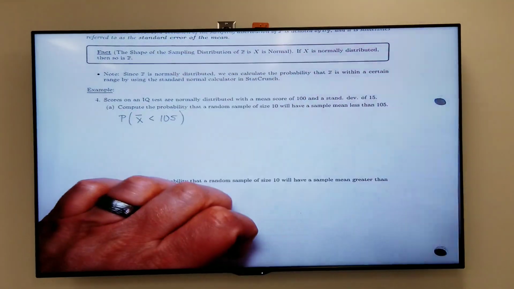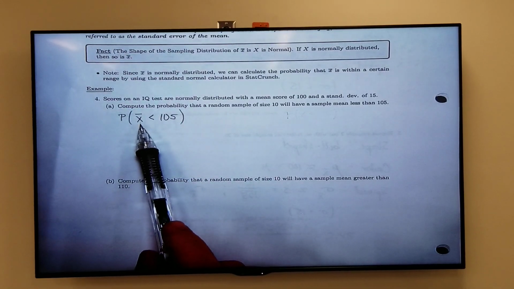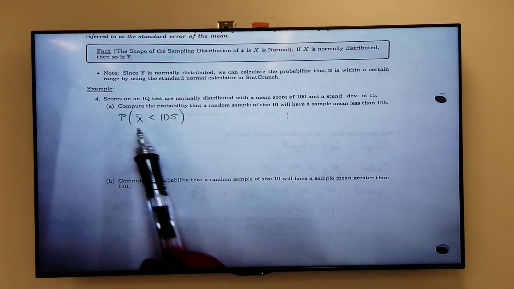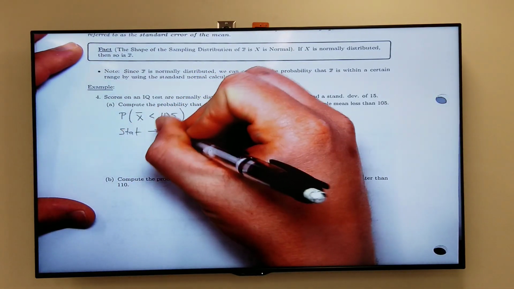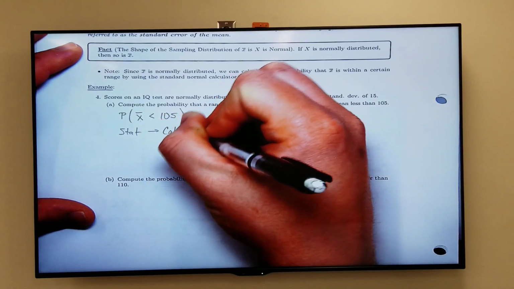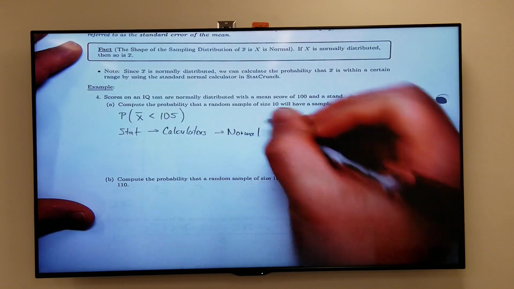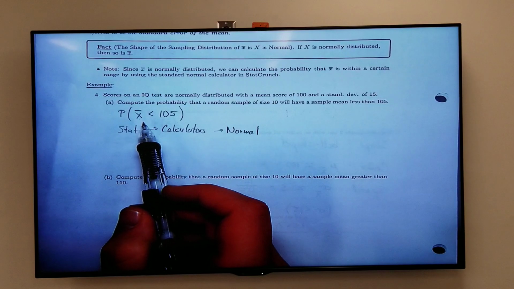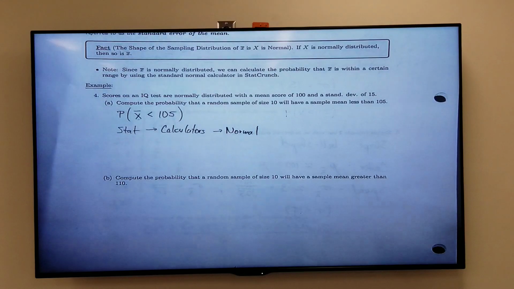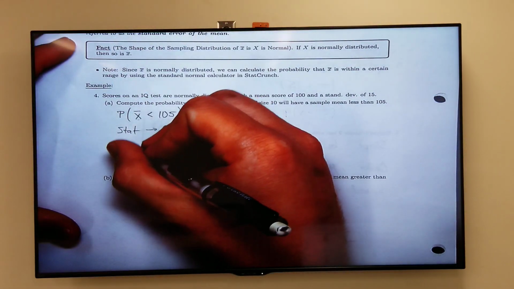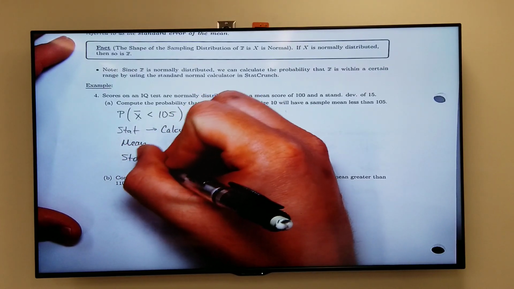So if we want to compute the probability that our sample mean is less than 105, well, we know that the sample means are normally distributed. So we can use the normal calculator in StatCrunch to do that, right? So we're going to go to Stat, Calculators, and Normal. Okay? We know that x bar is normally distributed because of the simulations that we just ran. So Stat, Calculators, Normal. Once we get there, we're going to have to enter something for the mean, and we're going to have to enter something for the standard deviation.